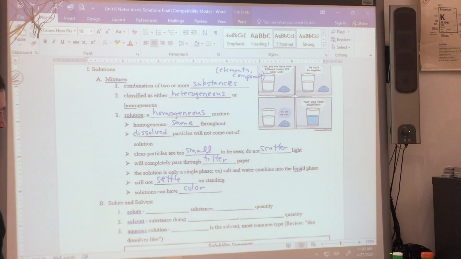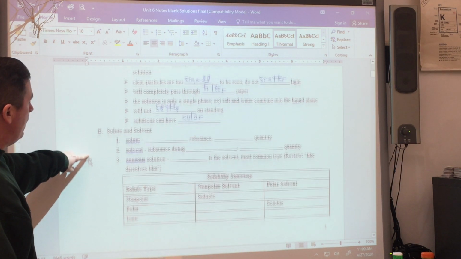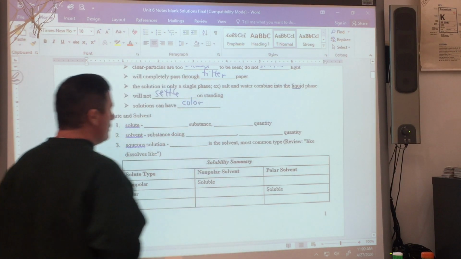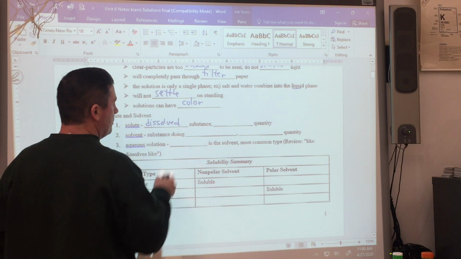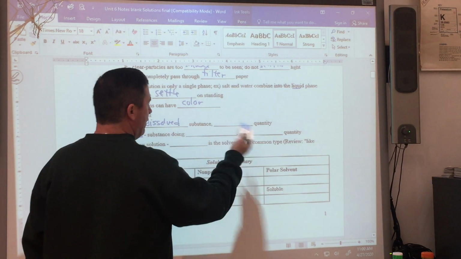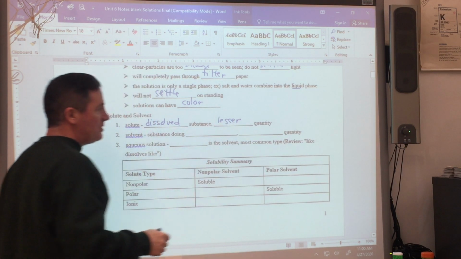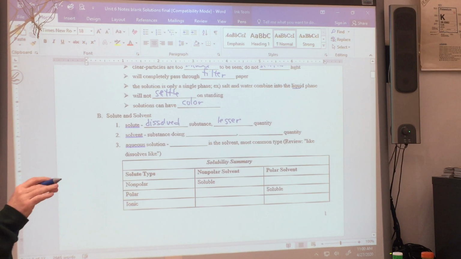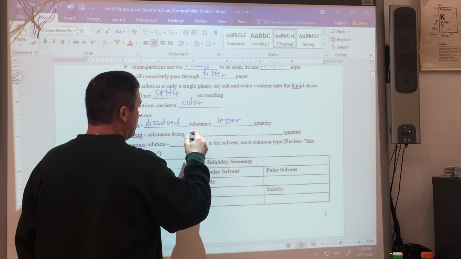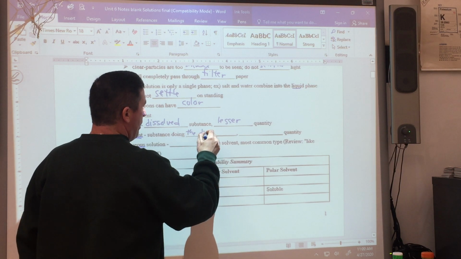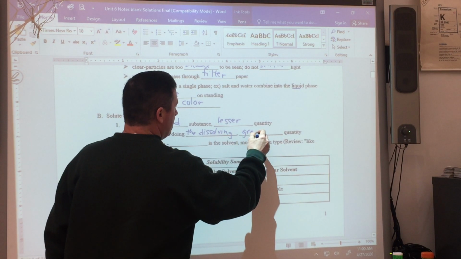Okay? And the last little part here for today is distinguishing between solutes and solvents. The solute is the dissolved substance. Or if we have two metals, for example, or two gases, it's the lesser quantity. It's the amount that we have less of. The solvent, on the other hand, is the substance doing the dissolving, and it's the greater quantity.